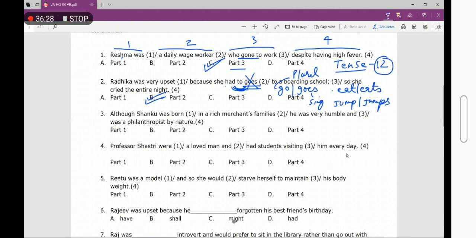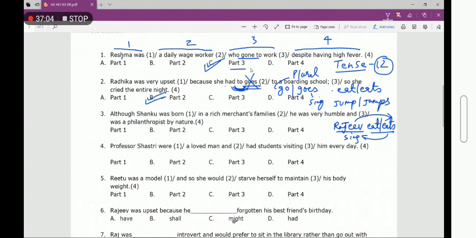Also, there are simple errors like subject verb agreement. Correct? So for example, if I say Rajiv eat or eats, what do you think is correct? Rajiv eats. Okay, because this is singular. So subject verb agreement means your subject is singular, so your verb should also be singular. Okay, so eats would be the correct answer.